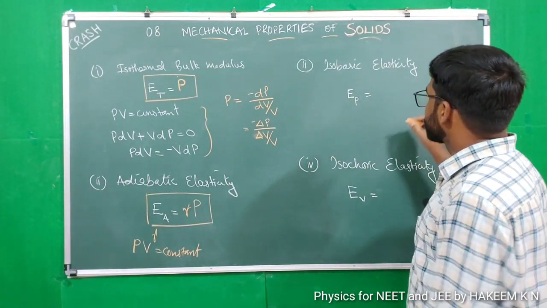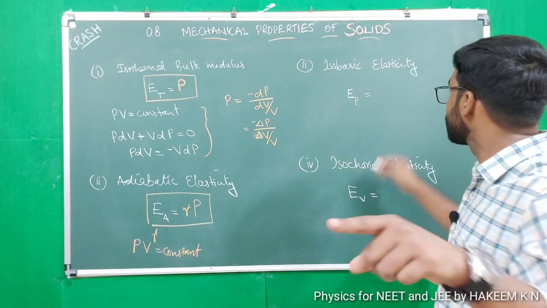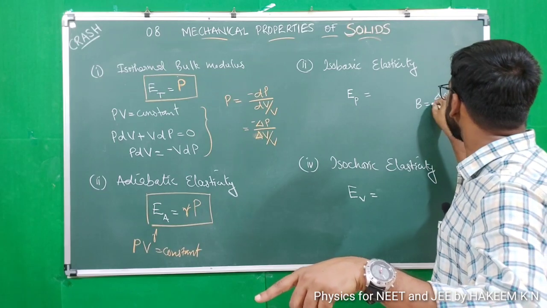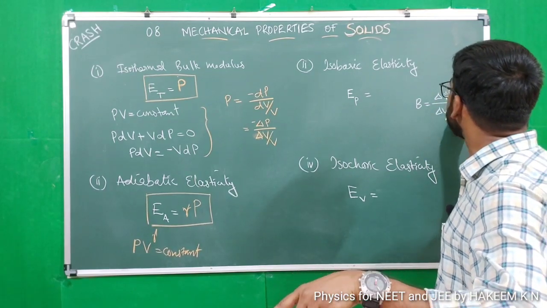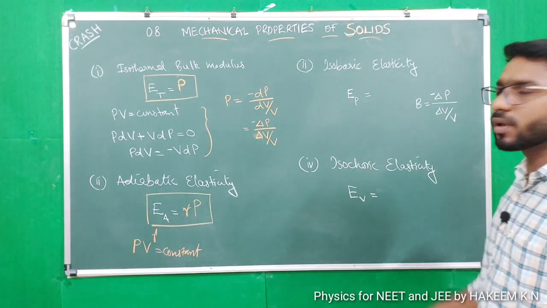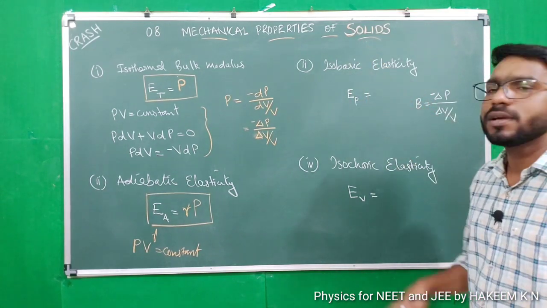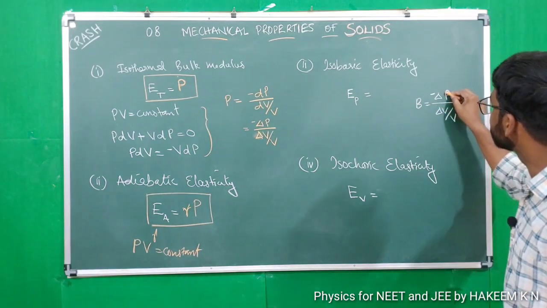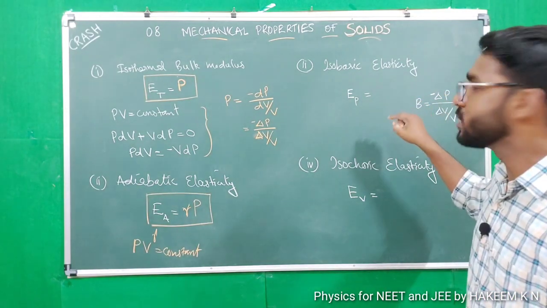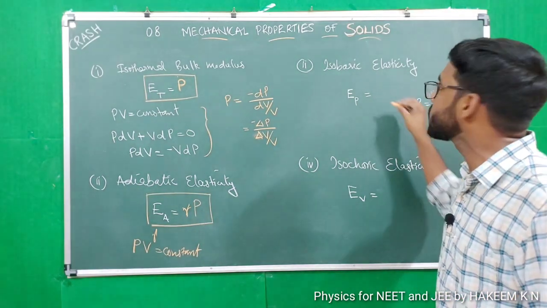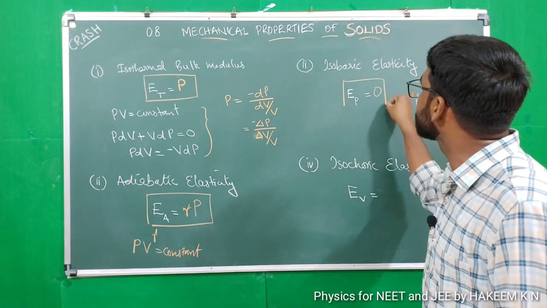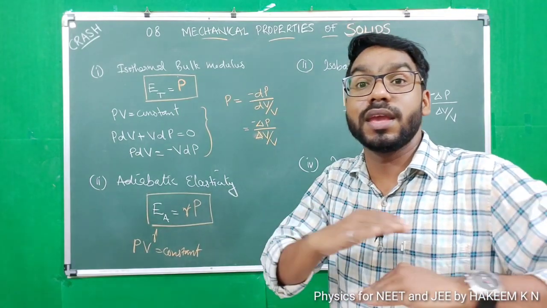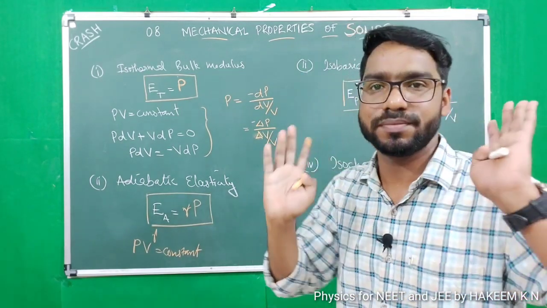In isobaric process, bulk modulus equation is delta P by delta V by V, with a negative sign. In isobaric process, there is no change in pressure. Pressure is constant, so delta P will be 0. When delta P is 0, isobaric elasticity is 0. So isobaric elasticity for a gas is 0. That means in isobaric process, gas will not show elasticity.